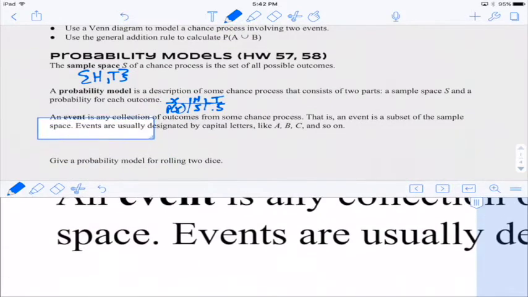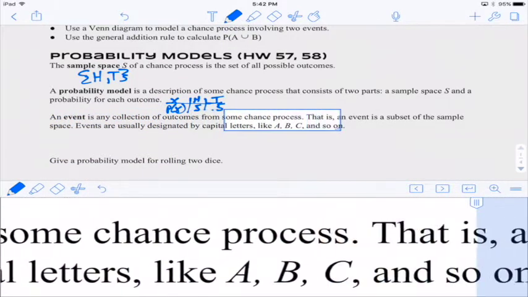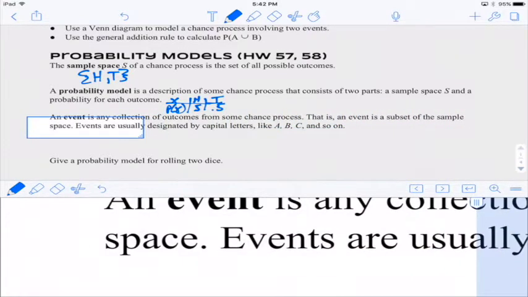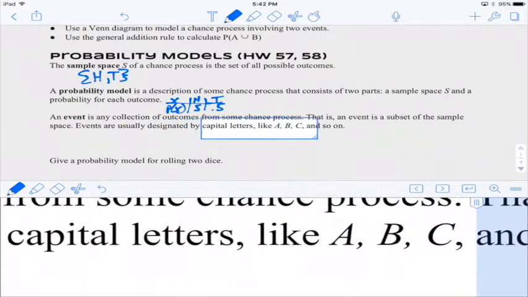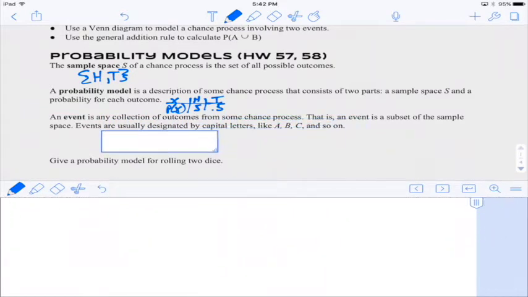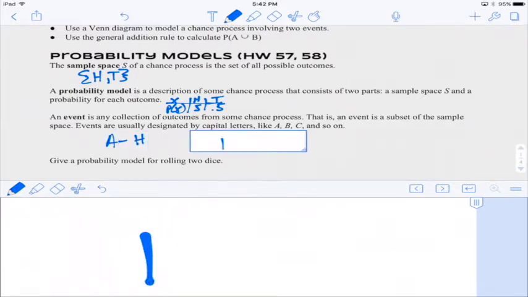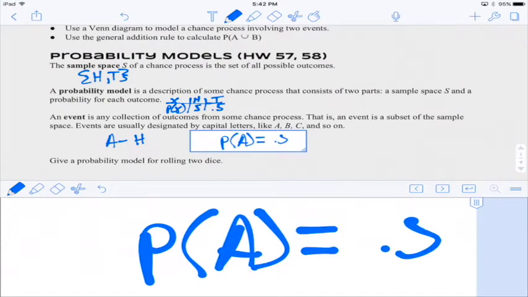An event is any collection of outcomes from some chance process. That is, an event is a subset of the sample space. Events are usually denoted by capital letters like A, B, and C, and so on. So if we said A is rolling one heads, then we could say the probability of event A is 0.5.